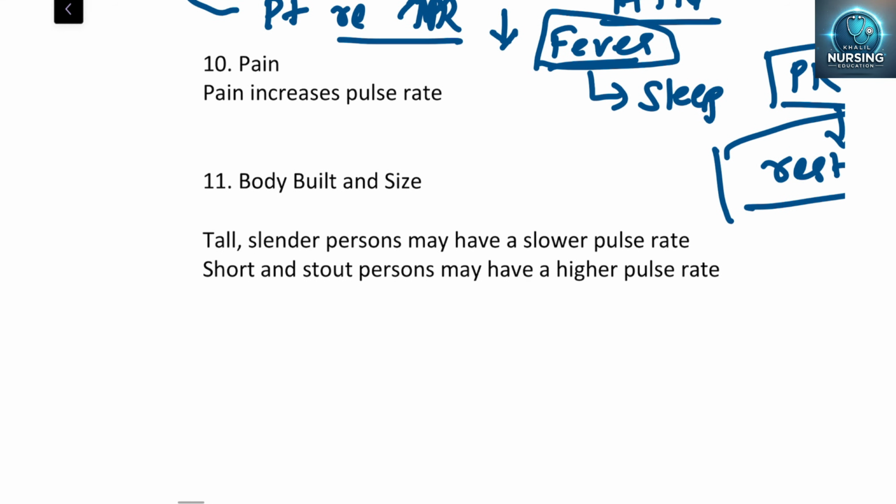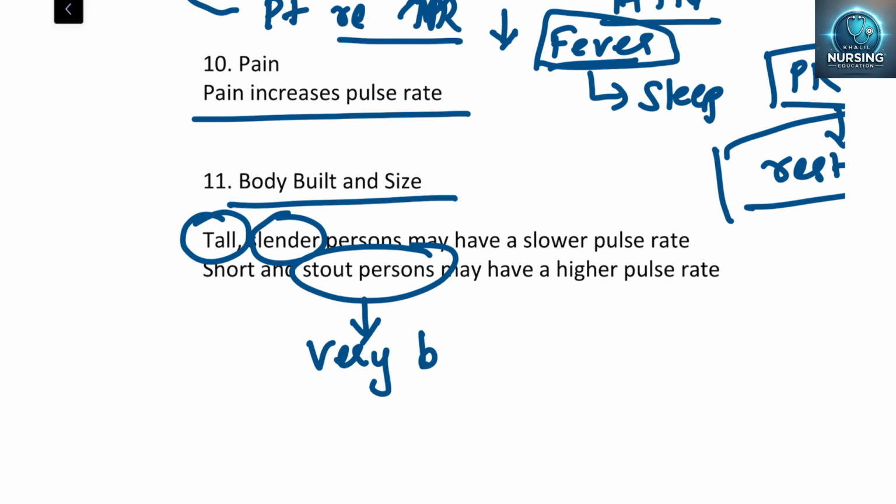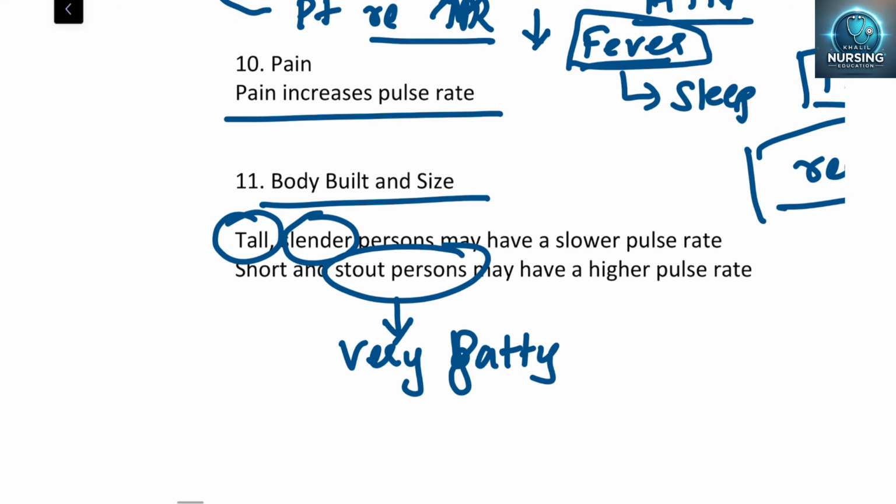Next, pain. Pain also will increase the pulse rate. Body build and size, as I said: tall people, slender person, or a stout person, very fatty, or so much big person. They will get a high pulse rate, because in order to compensate and to reach the blood to everywhere. I hope everyone has understood the class.